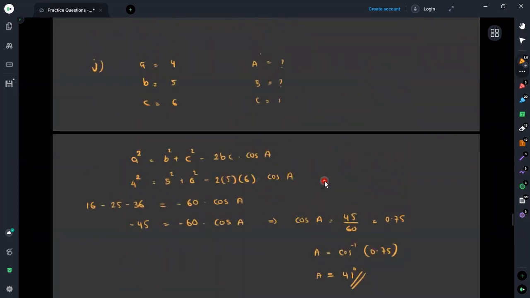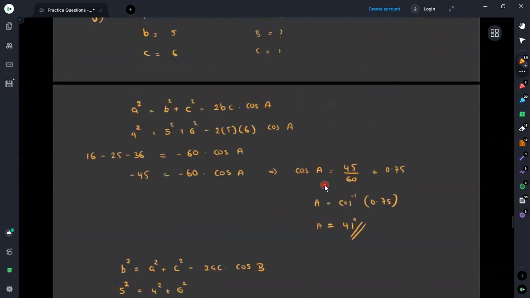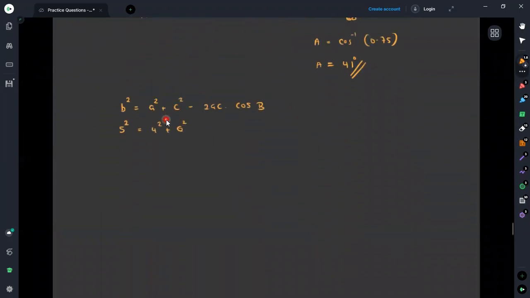Then b squared, b is equal to 5, a is equal to 4, and c is equal to 6. Those are the values provided. Then 2 times ac with cosine. Then we'll get the solution. It is 25 minus 16 minus 36. Then minus 2 times 4 times 6, it is 48.